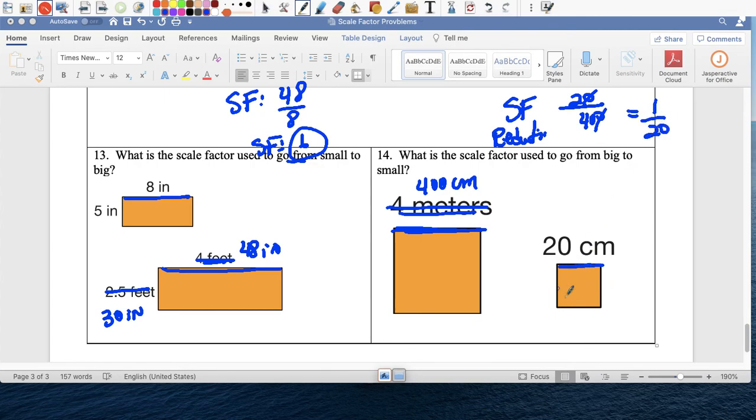So the smaller rectangle, by the way the picture is not to scale, is 1/20th of the original. So that's the scale factor. So again, if you have 400 and you multiply that by 1/20, you get 20. So that's how this became that. Okay, that's it.